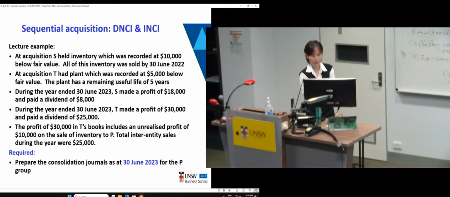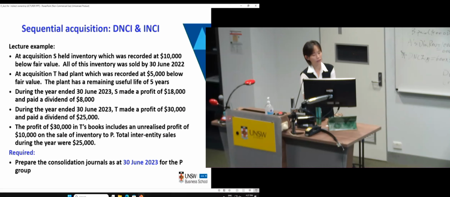And this dividend will create intragroup dividends. This dividend payment will result in entities in the group recognizing intragroup dividends, so we have to pay attention to the elimination of this intragroup dividend in the worksheet. Finally, this is related to current year intragroup transferred inventory.